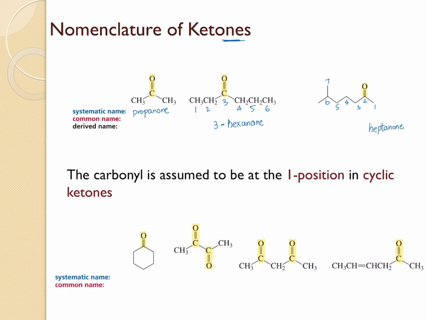right? So since it has got totally 7 carbons, it would be heptanone, and the carbonyl group is present in the 2nd position. So this would be 2-heptanone, and when you say 2-heptanone, it's going to apply only to this part, but there is a methyl group that is attached to the 6th position. So this would be called 6-methyl-2-heptanone.